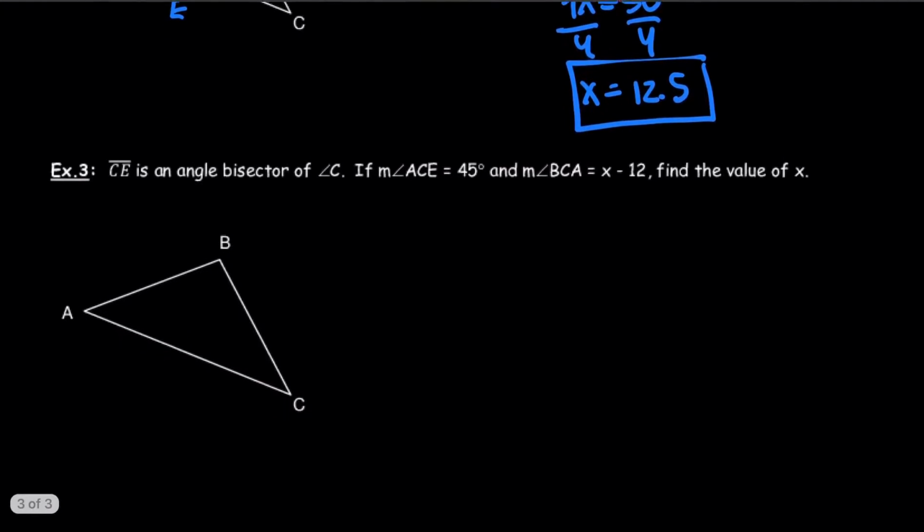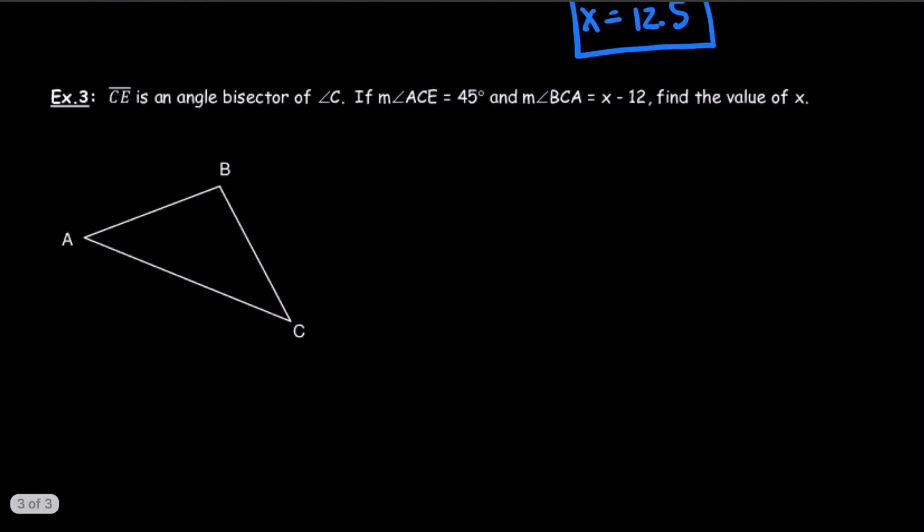All right, our final example. CE is the angle bisector of angle C. So I'm going to draw CE like this so that these two angles are equal. And this angle and that angle are equal. It tells me the measure of angle ACE is 45. So if you trace it, that angle right there is 45. It's not drawn to scale. It doesn't look like it's 45, but that's what they're saying it is. So that's 45.